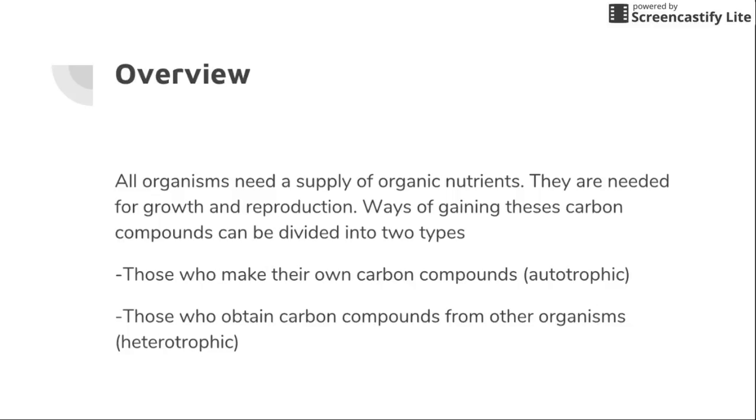Overview. All organisms need a supply of organic nutrients. They are needed for growth and reproduction. Ways of getting those carbon compounds can be divided into two types. Those who make their own carbon compounds, autotrophic. Those who obtain carbon compounds from other organisms, heterotrophic.